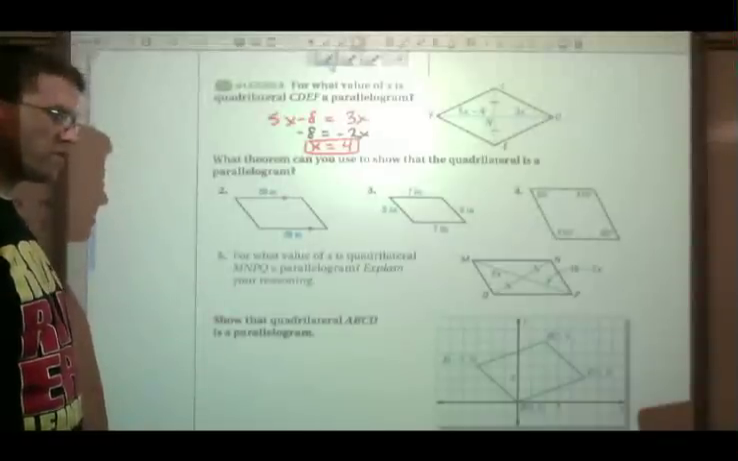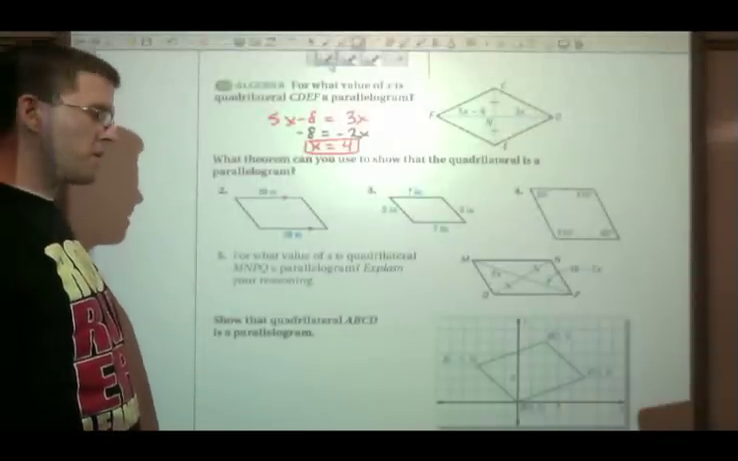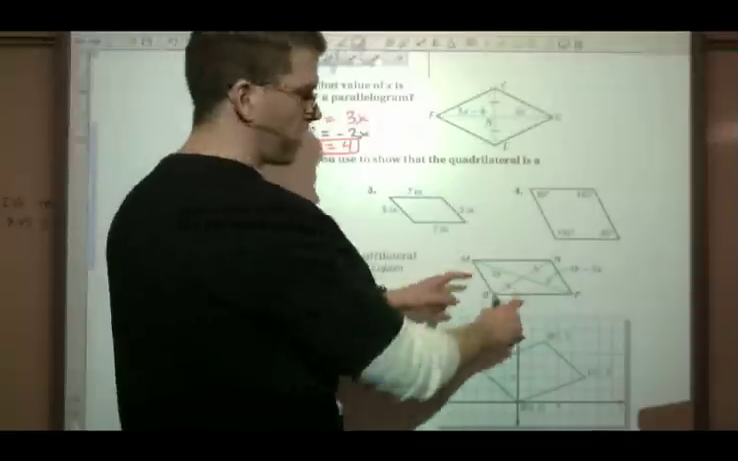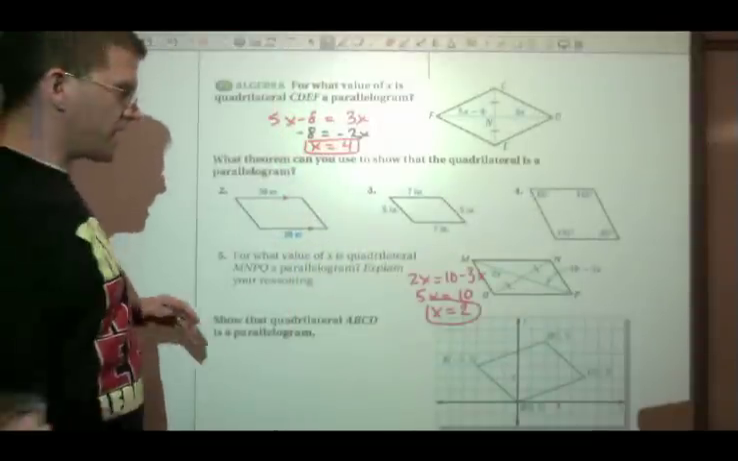Number 5, for what value of x is quadrilateral MNPQ a parallelogram? Explain your reasoning. Likewise, we're going to have to set these equal to each other and solve. And I got x equals 2.